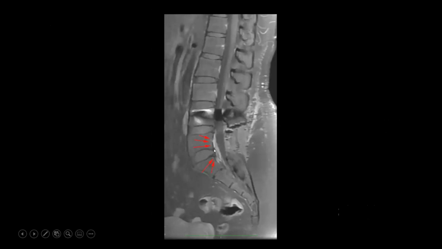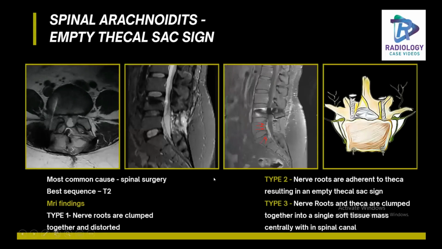Here we're seeing clumping of nerve roots with the thecal sac, forming an enhancing soft tissue mass anteriorly at the L5-S1 level. So this is a case of spinal arachnoiditis. Most common cause is iatrogenic spinal surgeries.